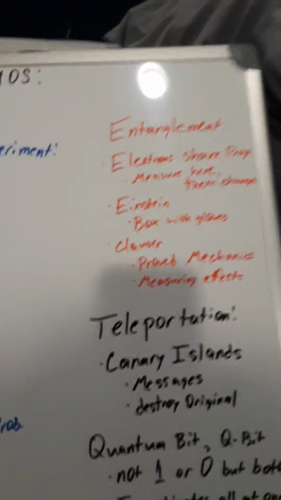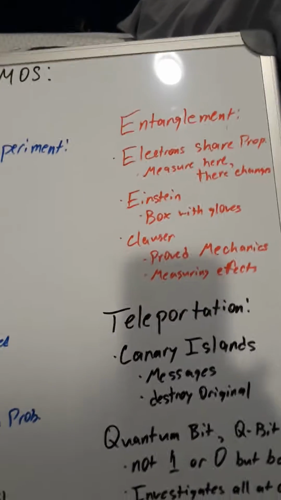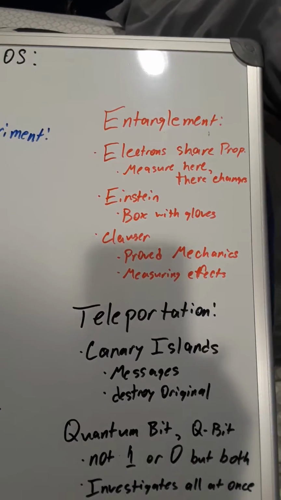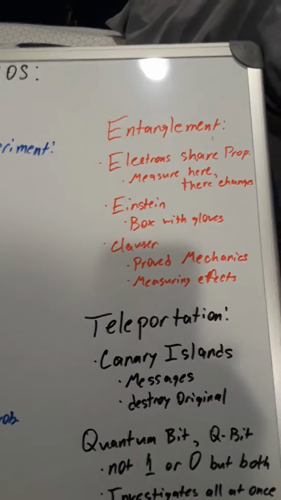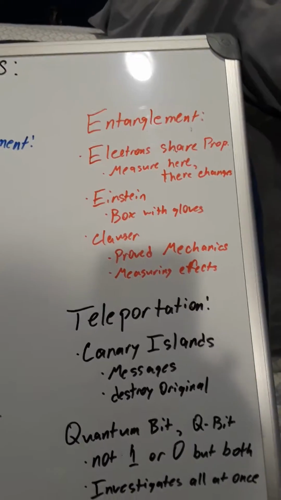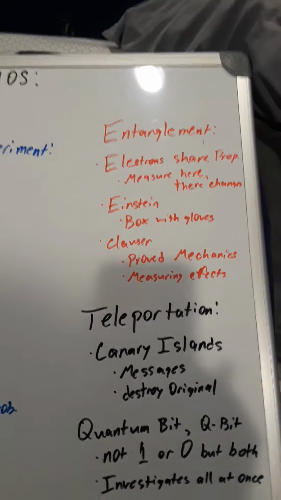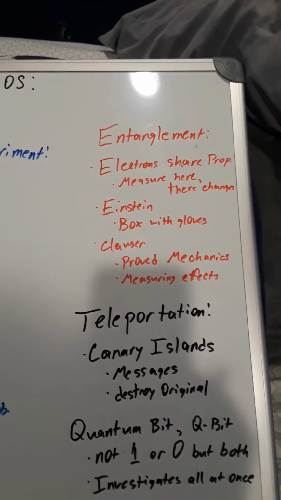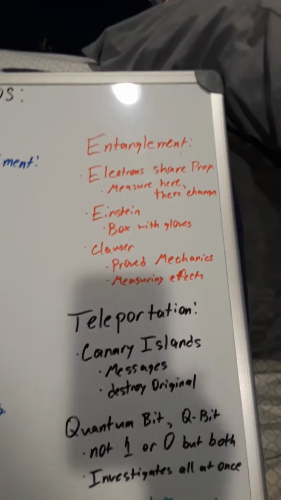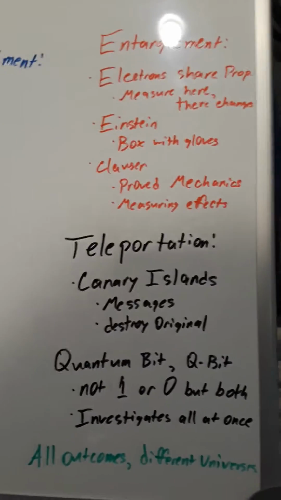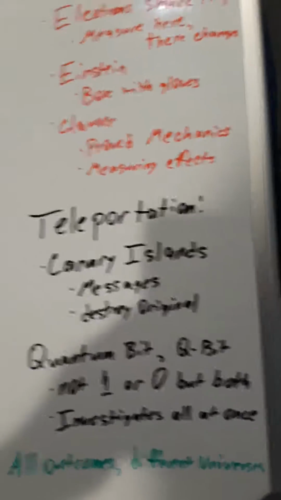Clauser actually went out to prove that Einstein was correct, but he ended up proving that quantum mechanics was correct, and that measuring an electron affects the outcome of the other. It was a cool little experiment, but I don't have time to go into it. And then they kind of concluded with teleportation.